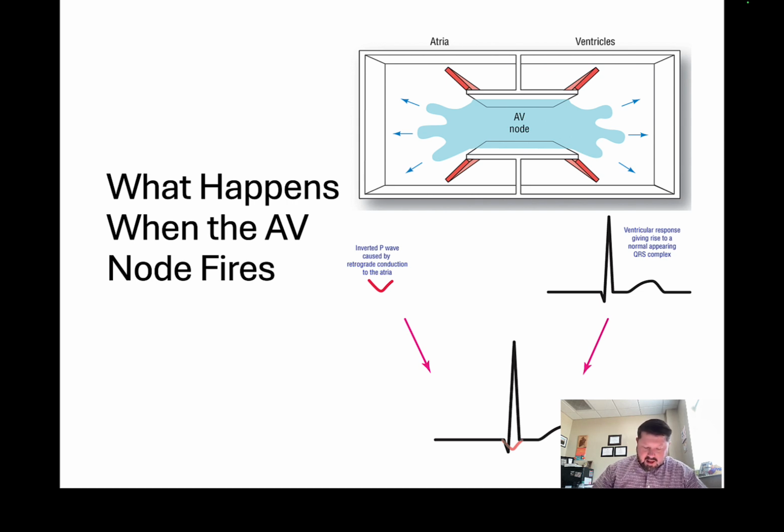So what happens when the AV node fires? When an impulse originates in the AV junctional area, the exact location of the ectopic focus strongly influences the ECG representation on the complex, particularly the P wave.